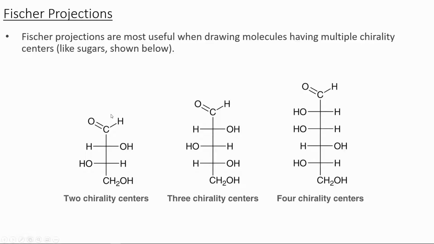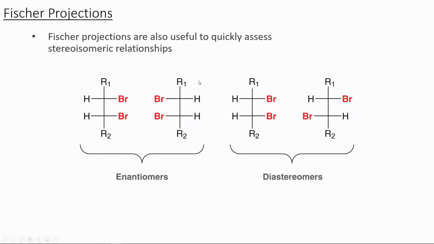So for example, we can have 2, 3, and 4 chiral centers represented with Fischer projections. And we can use this information to rapidly assess the type of relationship for these stereoisomers. For example, on the left here, the Fischer projections are mirror images of each other, and these molecules will be a pair of enantiomers. Each stereocenter is inverted. However, on the right structure, the top stereocenter is going to remain the same while the bottom stereocenter inverts. So these molecules would be diastereomers of each other. Their Fischer projections are not mirror images.